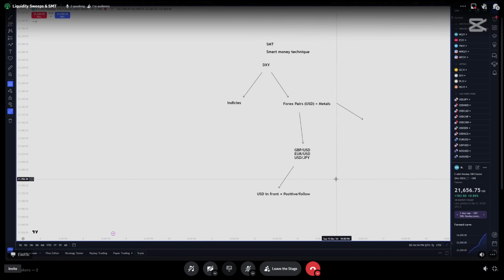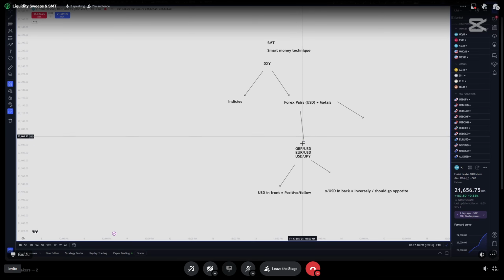And again, USD in the back equals inversely, so it should go opposite. That means pairs with USD in front should follow the DXY, and pairs with USD in the back should not. Same thing with metals. Metals are always inversely correlated, so they're in the back, and so are the indices. But the indices correlation is not going to be as strong as these.